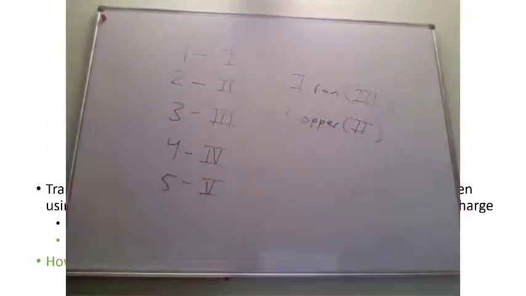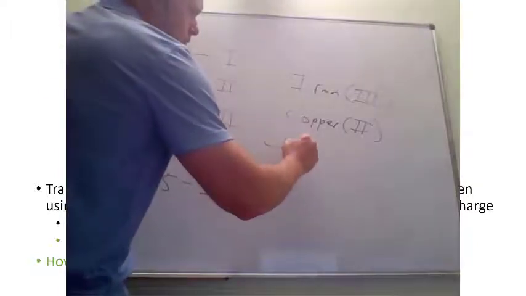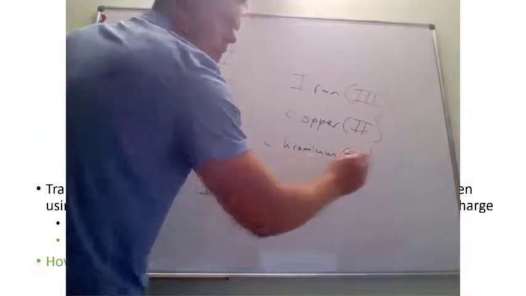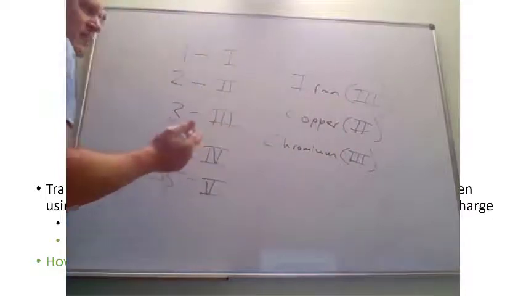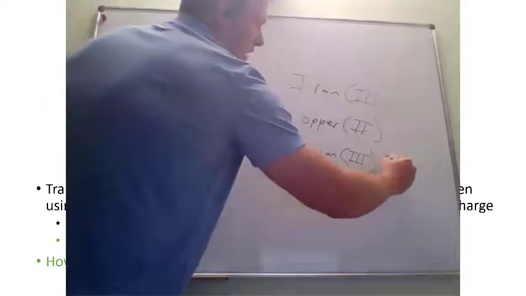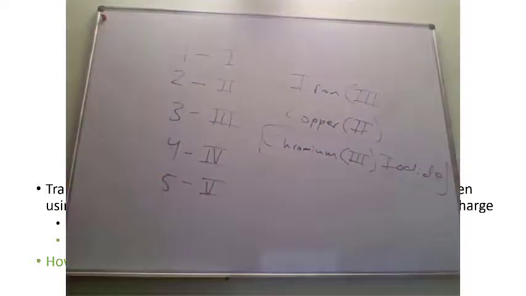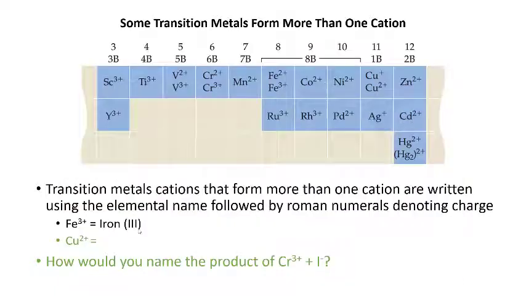So how would you name the product of chromium 3+ with I minus? We indicate that chromium is one of these transition metals, so we're going to name it with its Roman numeral and call that chromium(III). And then iodine, when it forms an ion, is called iodide. So that would form chromium(III) iodide. That'd be the name.